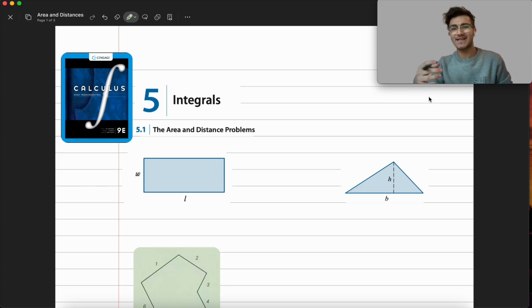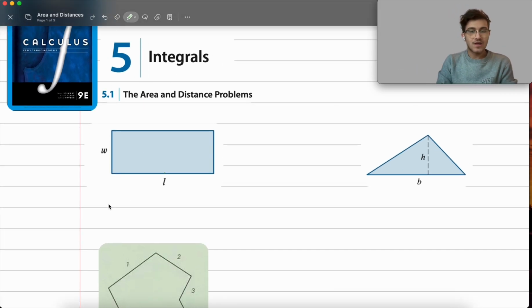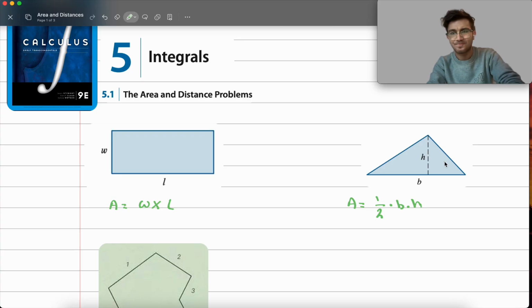Let's just recall some of the basic formulas where we can calculate the areas of some basic and easy geometric shapes, such as rectangles and triangles. We know the area of a rectangle is calculated by multiplying the width by its length. And the area of a triangle is half times the base times the height of that triangle.